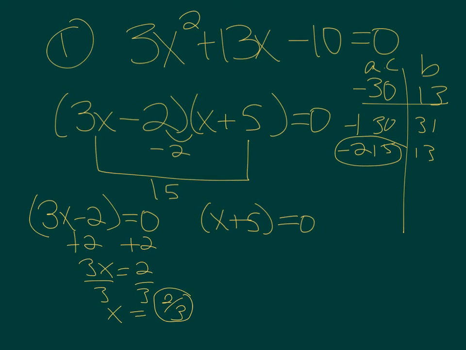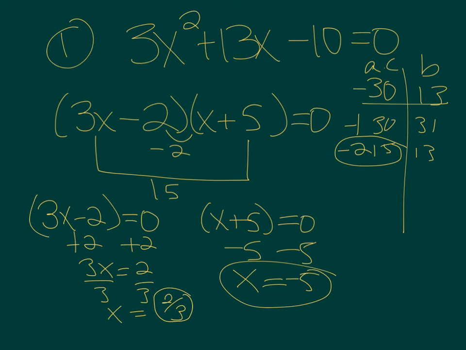Now I'm going to go ahead and do the x plus 5. So I'm going to subtract 5, and x equals negative 5. And there's my second solution. So those are going to be my 2 answers. Okay, and what that means is if we were to plug these, this negative 5 into our equation, we would get true statements. And I'll show you on the next one.